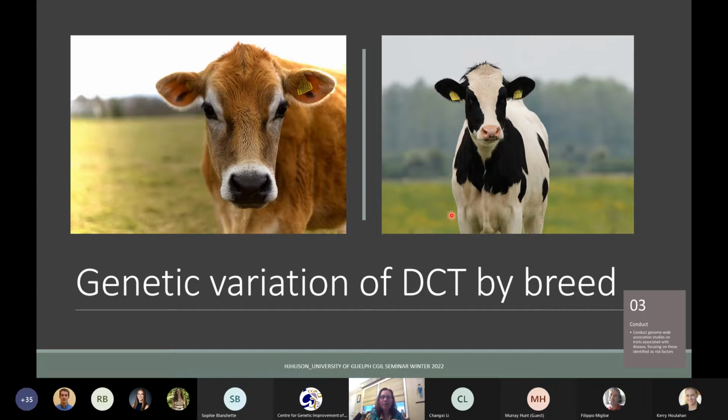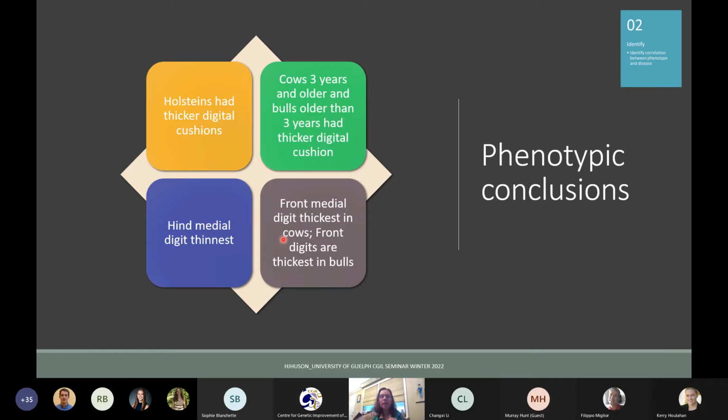But then we expanded the study and we said, well, how does this change or vary if we compared Jersey cows? So we went back to that phenotype and asked, what are the similarities and differences? In general, Holstein had thicker digital cushions than Jersey cows. We also found an age correlation. Basically, 3 years old was the key time point, where there was a significant difference, whether it was a cow or a bull, with digital cushion thickness once they hit the age of 3.